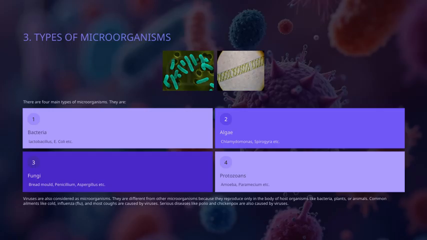Moving on, we have algae, including species like Chlamydomonas and Spirogyra. These are mainly aquatic organisms that are essential for ecosystems, producing oxygen and serving as food for many aquatic creatures. Finally, there are protozoans, such as amoeba and paramecium. These single-celled organisms are fascinating because of their complexity and their role in aquatic environments and sometimes in disease. Understanding these different microorganisms helps us see how diverse and vital they are in our world, connecting directly to the overall theme of the importance of microorganisms in health, environment, and industry.